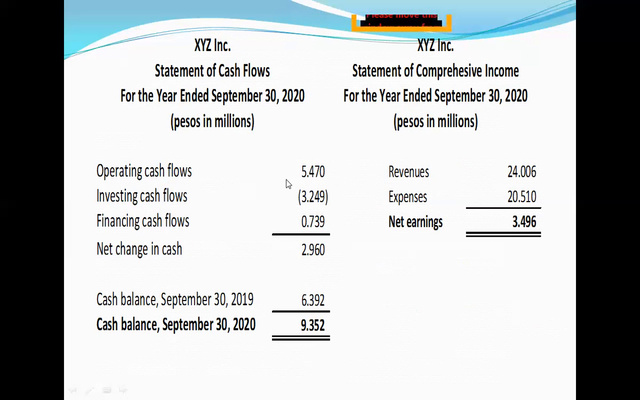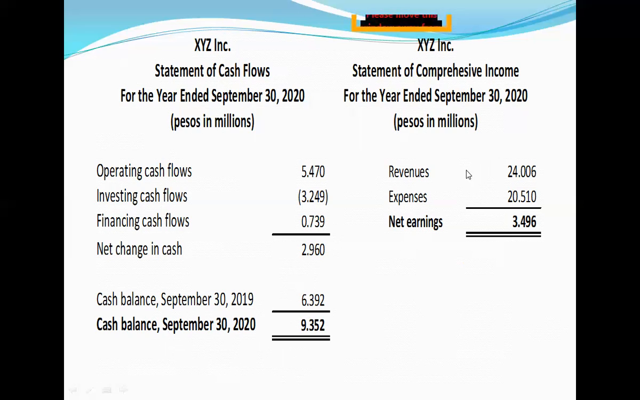From operating cash flows, a positive cash balance of 5.470 million pesos. Investing cash flows, that's a negative cash balance of 3.249 million pesos. And financing cash flows, positive of 0.739 million pesos. So with a net change in cash of 2.960 million pesos. Thus, the cash balance of XYZ Incorporated on September 30, 2019 is 6.392 million pesos. You add the net change in cash on 2020, so that is 2.960. So the cash balance on September 30, 2020 is now 9.352 million pesos.